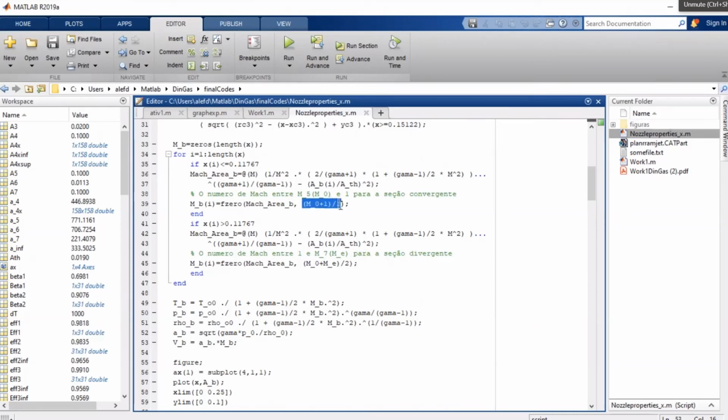Before the throat, I do the function to solve the value of the nonlinear equation around a value between the Mach at the inlet and the Mach at the throat.